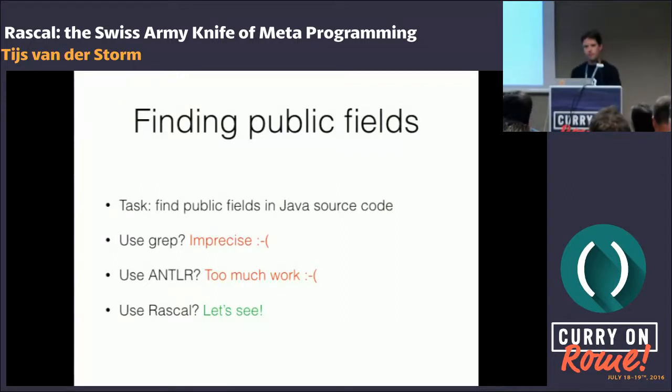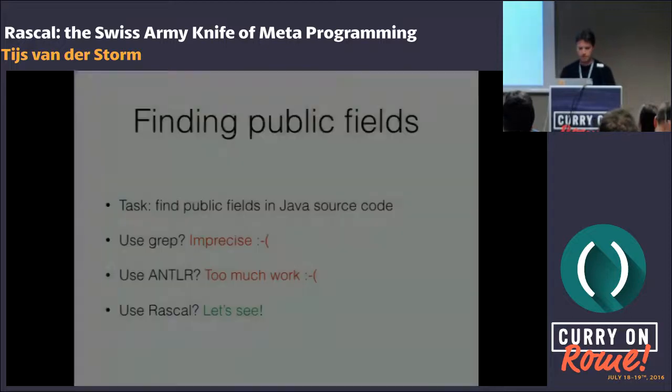So this is very low tech, but no, we're not going to do that. So we could do ANTLR, download the Java grammar and start parsing Java, and then write a visitor and have to write ugly if statements to select, okay, this is a field and the modifier is public and so on. So I think that's too much work. You may differ there, but let's see how we can do this in Rascal.